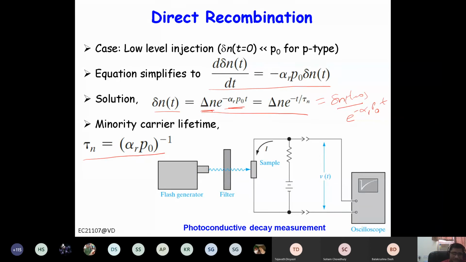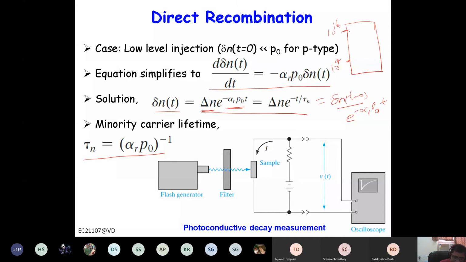See, there is a change in the majority carrier also. But the majority carrier change is the same as the minority carrier change. If you see the order of magnitude, let's say minority carrier is 10 raised to the power 4, majority carrier is 10 raised to the power 16.